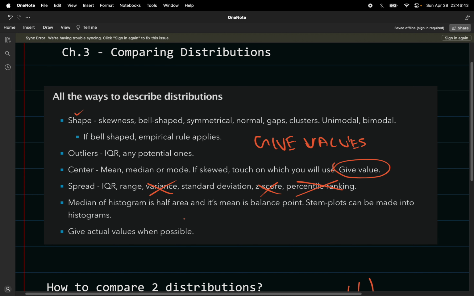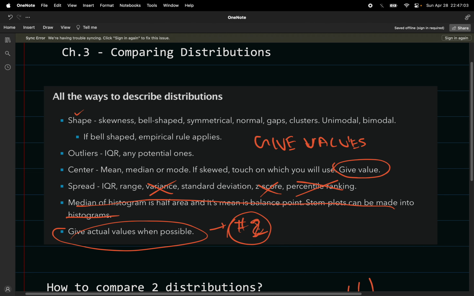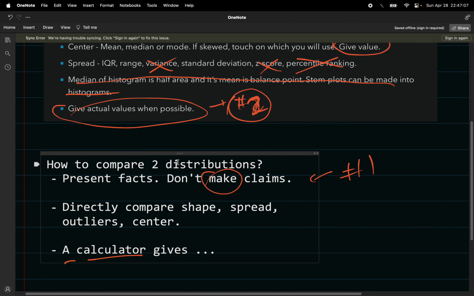Give value. Don't need this part, so just strike that out. And give actual values. Basically, this is the main point of this lecture: just give values. If they ask you to compare, or do anything with any sort of data, just directly give values. That is about it. Just compare everything. State distribution 1 looks like this, distribution 2 looks like that.